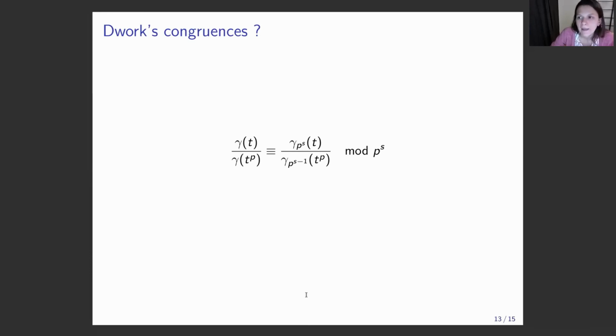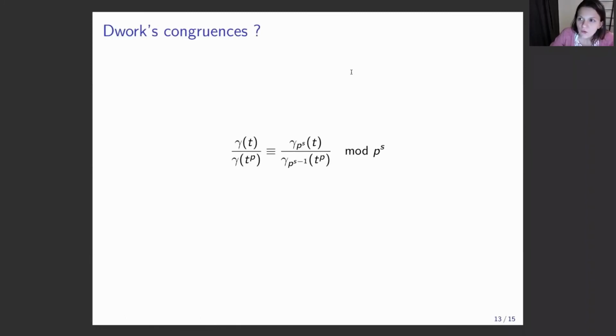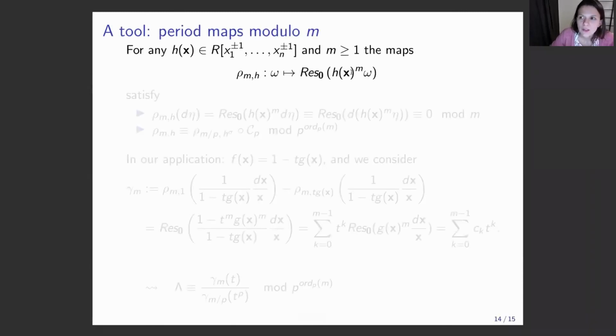We don't know yet. But in fact, to prove these congruences, we are going to do the same trick as on the previous slide, where we computed lambda, but modify the residue map. So instead of the residue map here, we will do something else. A residue map is an example of a period map, a map on differential forms which vanishes on exact forms. And now we introduce a tool which modifies period maps in the following way. We fix any Laurent polynomial H, and fix an integer m. We send a differential form to the residue of this differential form multiplied by the m-th power of H. What does this map do?